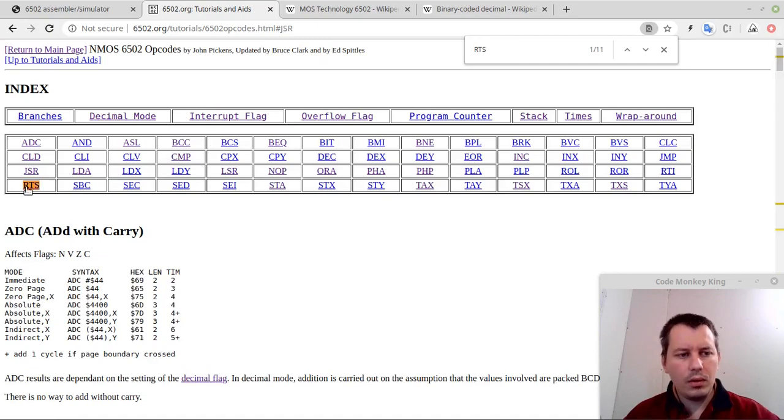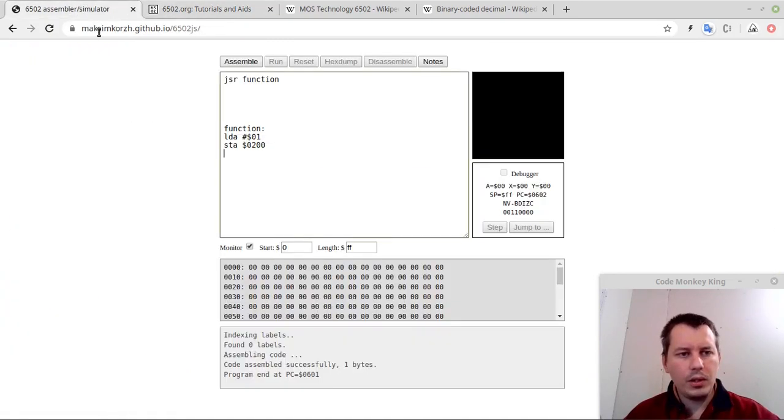RTS, yes, return from subroutine. All right, so RTS, return from subroutine. And now here, let's make just an infinite loop, just to make sure that you'll now understand what I mean. And jump to loop, assemble, and let's use the debugger.